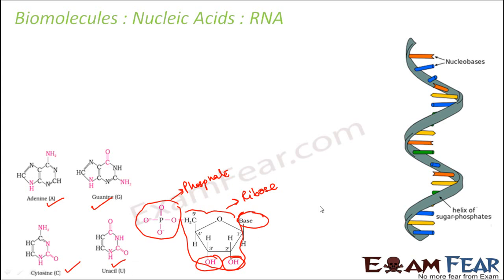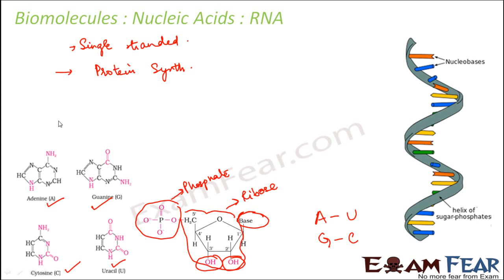Here is how the pairing will take place between the bases: adenine will pair up with uracil and guanine will pair up with cytosine, and this is a single-stranded structure. So RNA is a single-stranded structure. What is the purpose of RNA? Its purpose is to take part in protein synthesis and also to convey the genetic information stored in DNA. So DNA will store the genetic information and RNA will convey the genetic information which is stored in DNA.